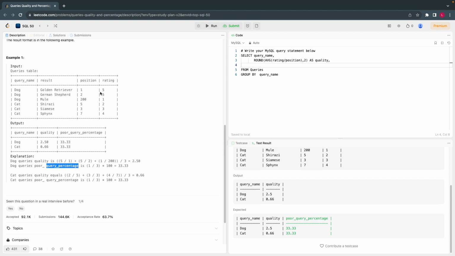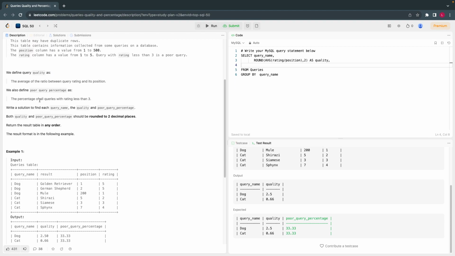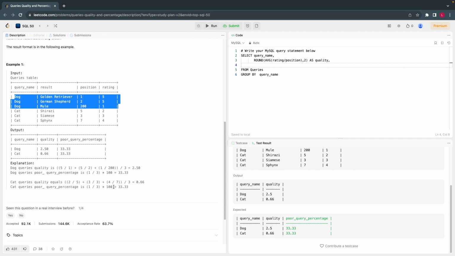So how many are there here? If you see here, 1 divided by 3 is what, the percentage of all queries with rating less than 3. How many are there for only query name dog? How many are there less than 3? Only 1. So how many total number of queries are there? 3. That's the reason it is saying 1 divided by 3.